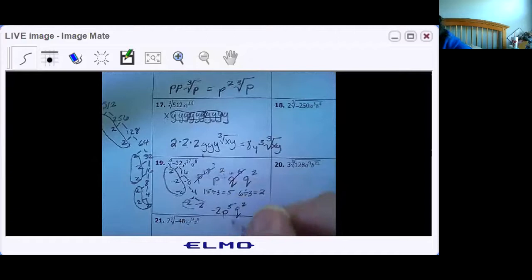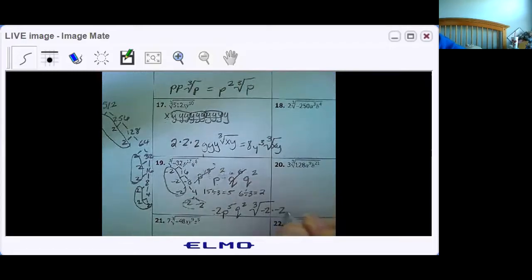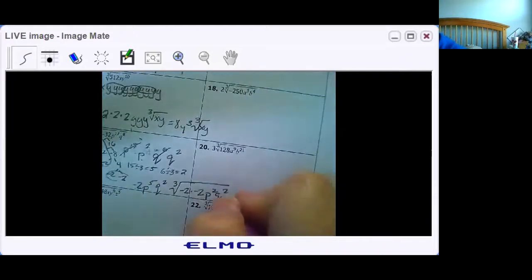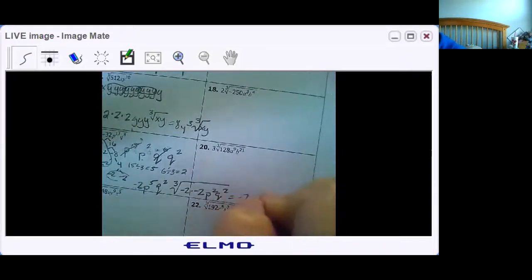So my final answer is negative 2 P to the 5th Q squared times the cubed root of negative 2 times negative 2 times P squared times Q squared. Now I can clean that up a little bit. And I can rewrite this as negative 2 P to the 5th Q to the 3rd times the cubed root of negative 2 times 2 is 4, P squared Q squared.